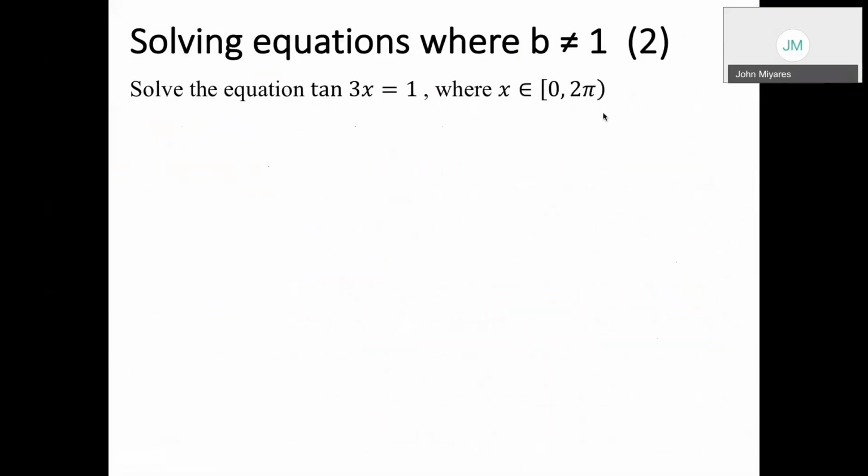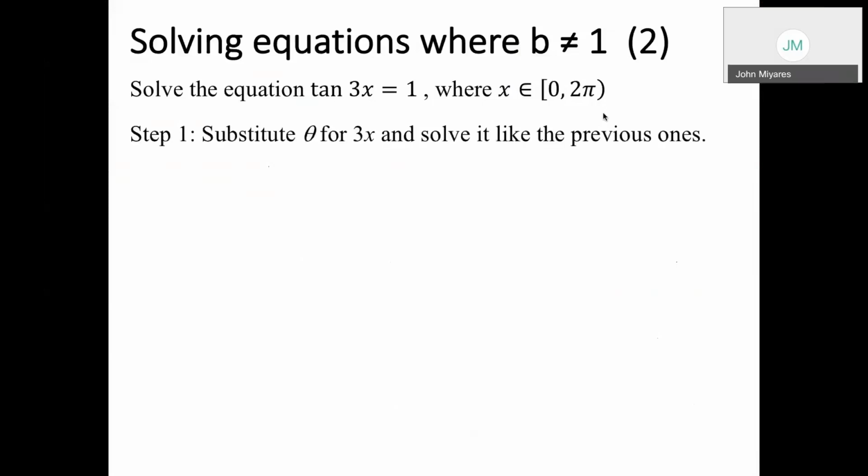Here's a similar problem. Here I've got the tangent of 3x equals 1. And I'm looking for the primary solutions for this equation as well. The process is going to be very similar to what I just did in the last example, where I'm going to substitute in theta for 3x so we can treat this as though we were solving the equation tangent of theta equals 1. The inverse tangent of 1 is 45 degrees, or pi over 4 radians.